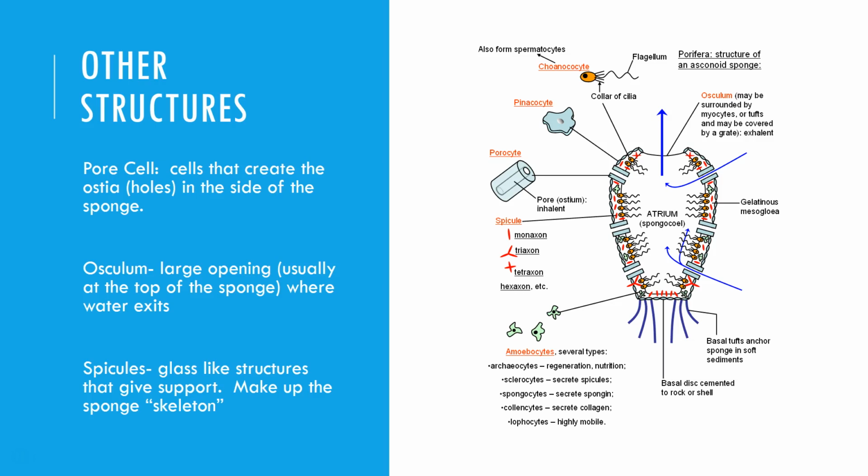Sponges also have some other important structures. We've already talked about the pore cell, but the pore cell is a cell that creates the ostia, right? So it is a cylindrical cell. It has a hole in the middle, and that's what creates the holes in all the sides of the sponge. We also have the osculum, which is the larger pore that lets water out.